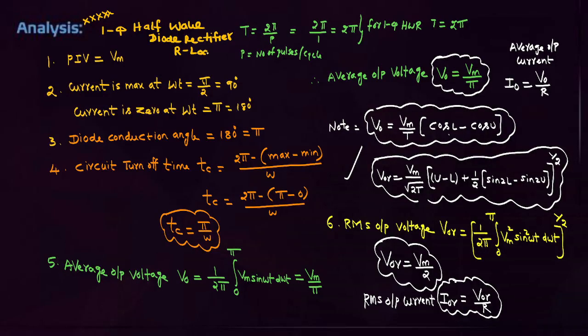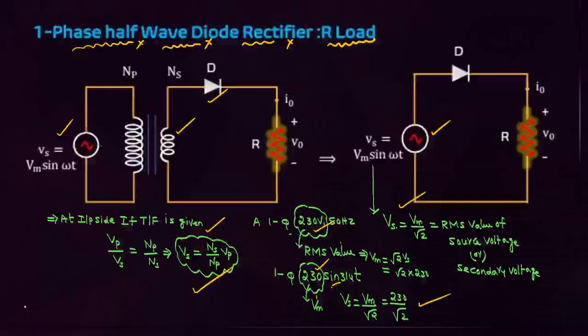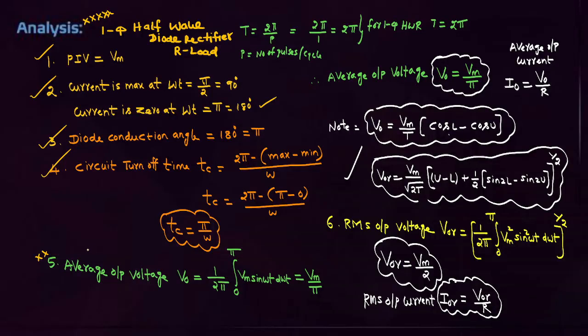With respect to resistive load, for the half wave diode rectifier, what is the peak inverse voltage? Where is the current maximum? Current is maximum at 90 degrees and current is 0 at 180 degrees. Then what is the diode conduction angle? 180 degrees. What is the circuit turn off time? Pi by omega. This is important. All these are applicable for the single phase half wave diode rectifier with R load.